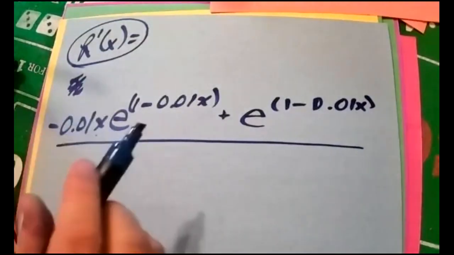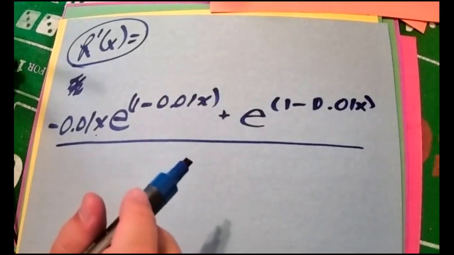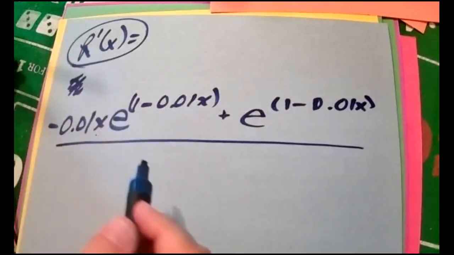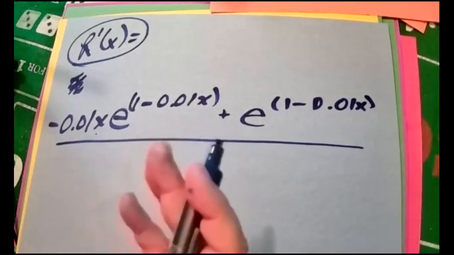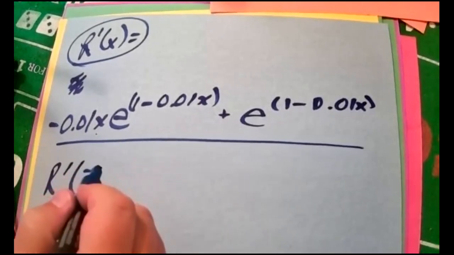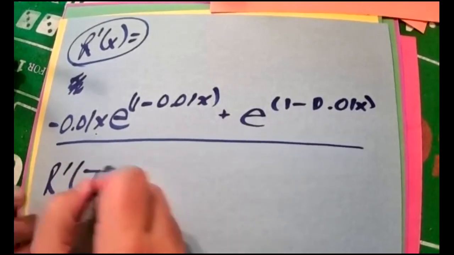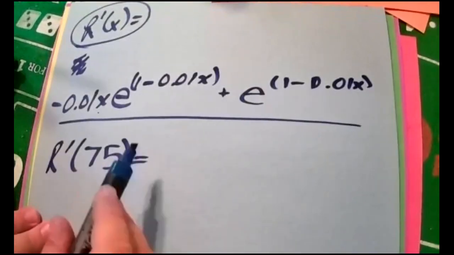Now, if you'd like to figure out specifically the marginal revenue, which is r prime of x at the case of 75,000 tenths, remember, x is in terms of thousands of tenths. So what you're trying to find now is r prime of 75. To figure that out, I'm going to carefully plug 75 into every x position.